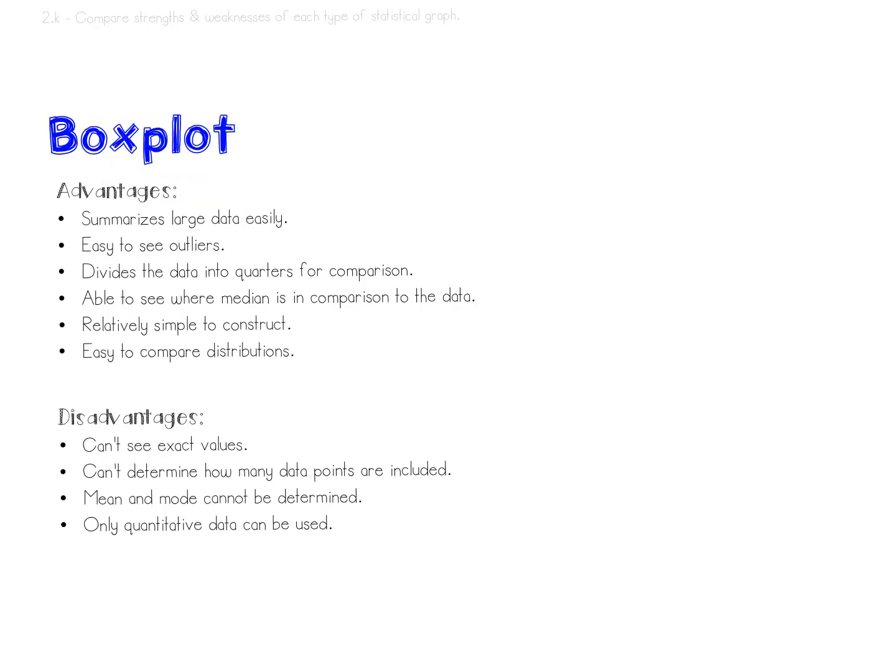All right, these are the advantages and the disadvantages of a box plot. The box plot is able to summarize large data. It's easy to see outliers. It divides the data into quarters, so for comparison, so like we just did. And I'm able to see where the median is in comparison to the data. So is it right in the middle of the data, the value of it, or is it off to one side, closer to the maximum or closer to the minimum? It's pretty easy to make, and it's easy to compare distributions.